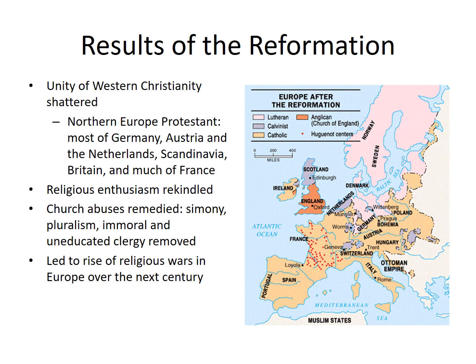The results of the Reformation, of course: the unity of Western Christianity was shattered forever. Northern Europe will be predominantly Protestant: most of Germany, parts of Austria, and the Netherlands. Austria will officially be a Catholic country, so let me make that correction there. But there were parts in the northern part of Austria, the Netherlands, Scandinavia, Britain, and much of France. Parts of France, it should say.